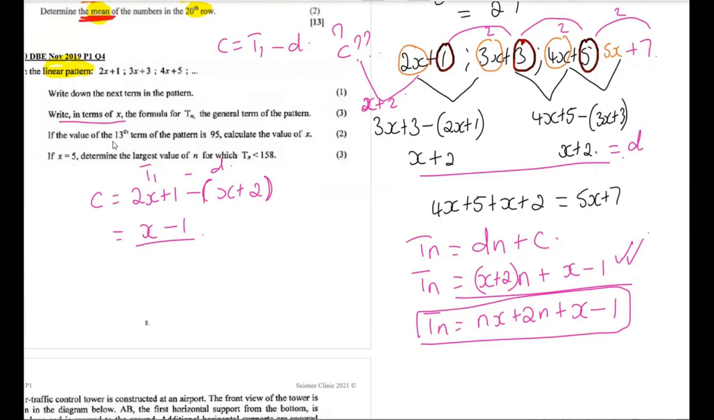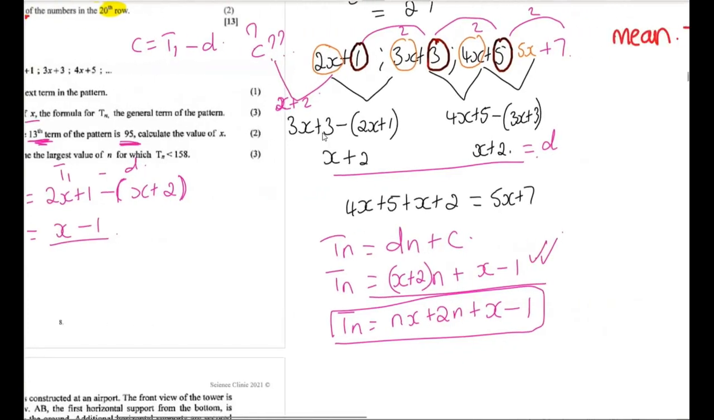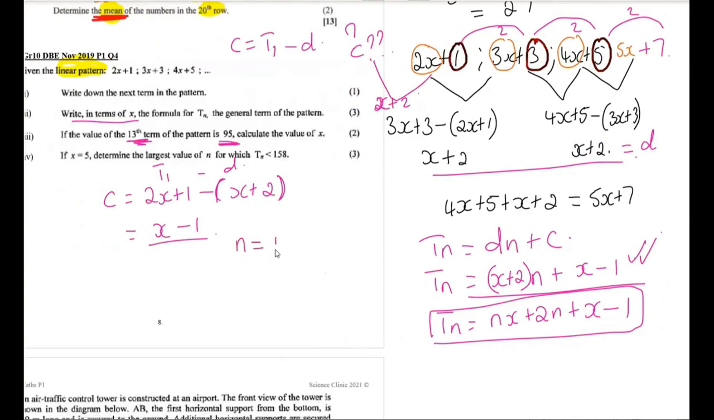Okay, then it goes on to say, if the value of the 13th term is 95, calculate the value of x. So what are we doing? We are coming onto our formula, right? We are saying 13, which means n is equal to what in this case? 13, isn't it? So T13 is equal to 95.